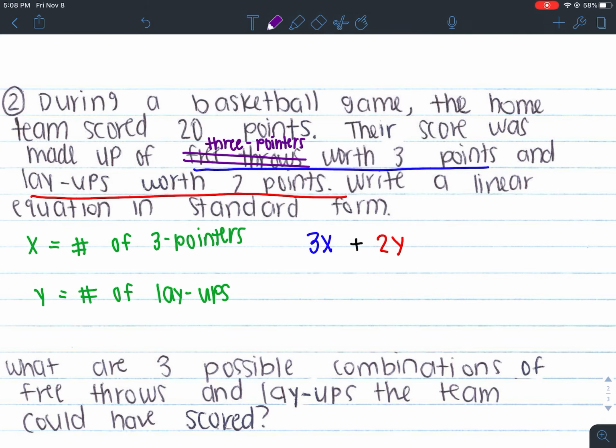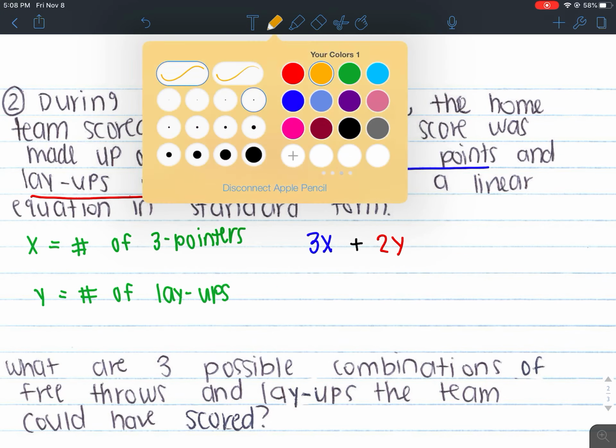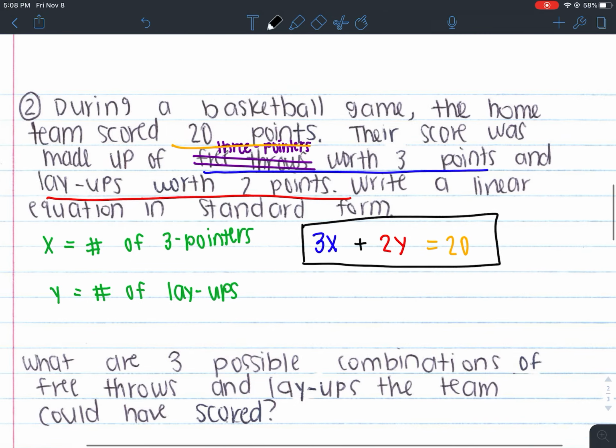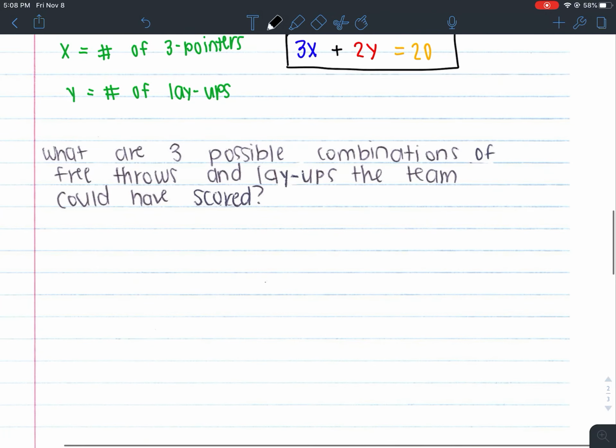And for a fact, you know that the home team scored 20 points. So they did score 20 points, which means that their layups and 3-pointers together are going to equal 20. This is not an inequality, because you know it's going to equal 20 points in the end. That's a matter of fact. They scored that much. Okay. So that is our equation.